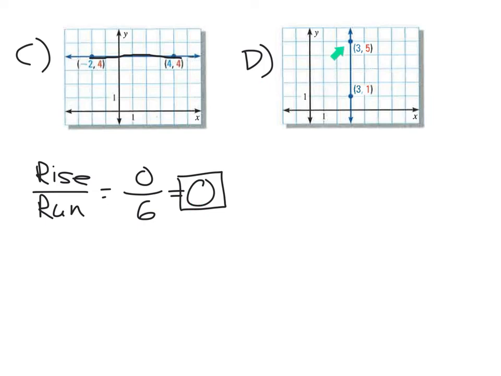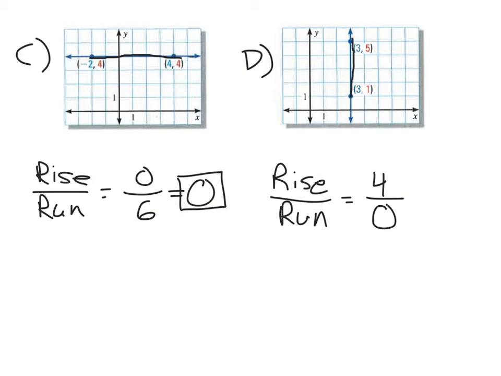Now with this vertical line here in example D, let's do the same thing. We'll find our rise and we'll find our run. Now the rise between these 2 points is 1, 2, 3, 4. I go up 4 spaces. And my run, now, I don't have to go over at all here. I don't have to go to the right. So my run is actually 0. I'm not going over to the right any spaces.